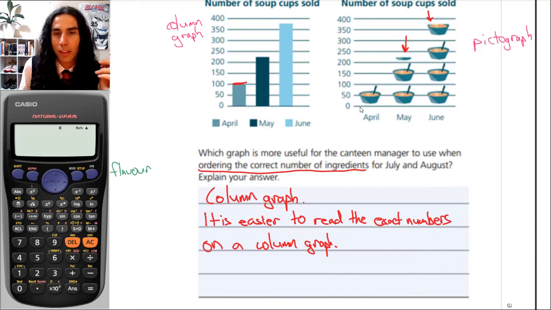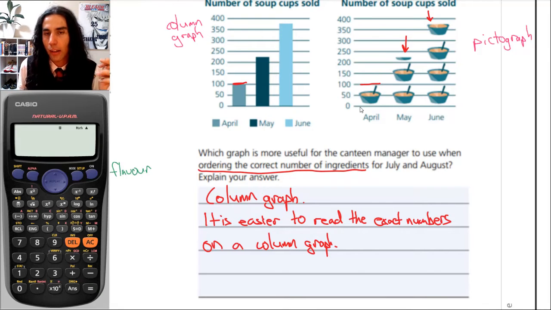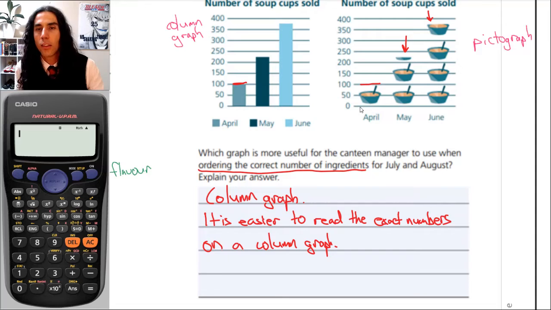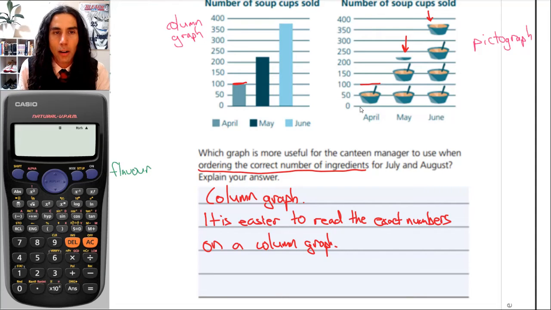Whereas compare that to this. Well, what? Apparently that's 100. It doesn't seem like 100, but it is. And this one here from the column graph, you can see it is like 225. But this one here, yeah, it is, but hard to tell. And this one, 375. Picture graph, it's possible, just not as good.